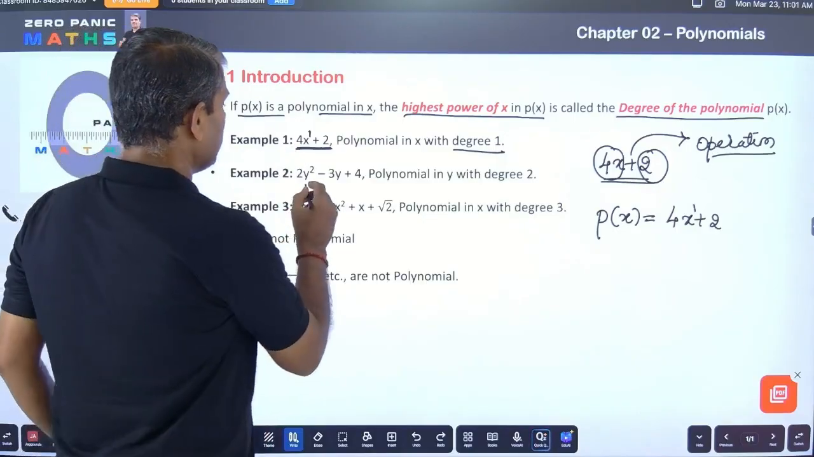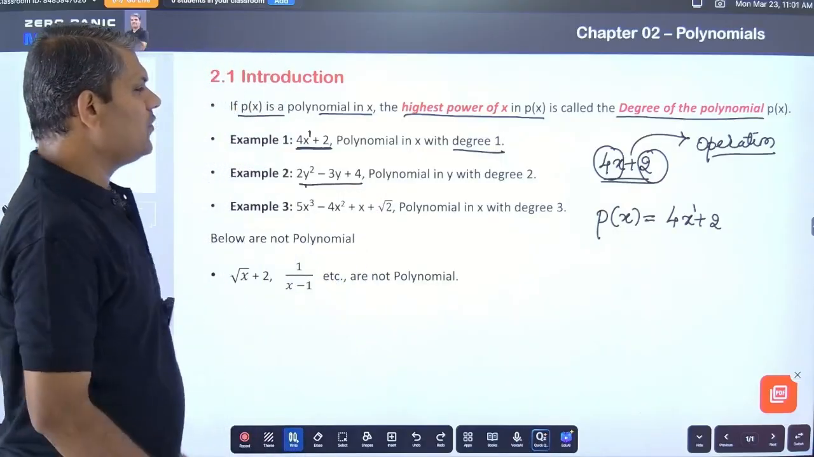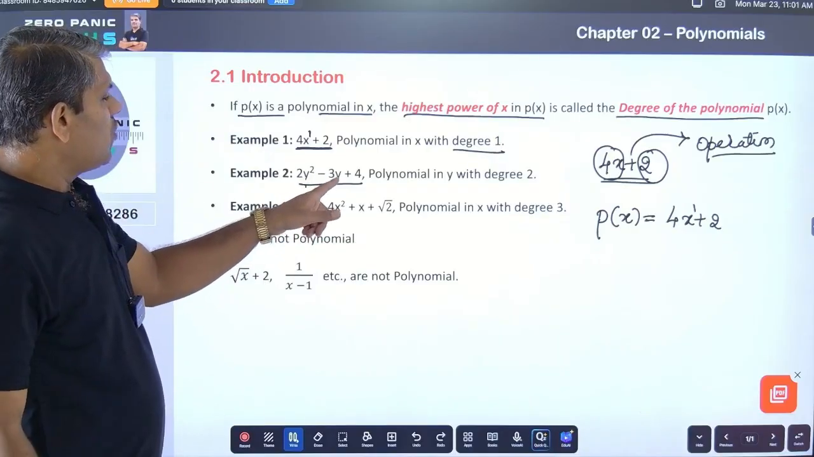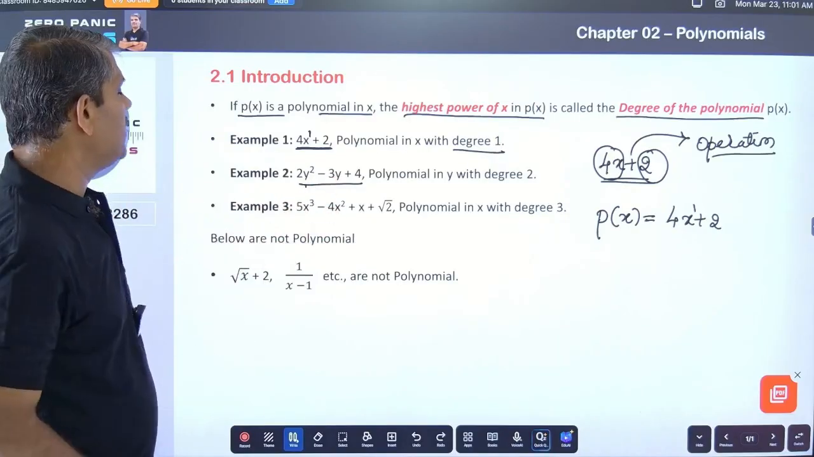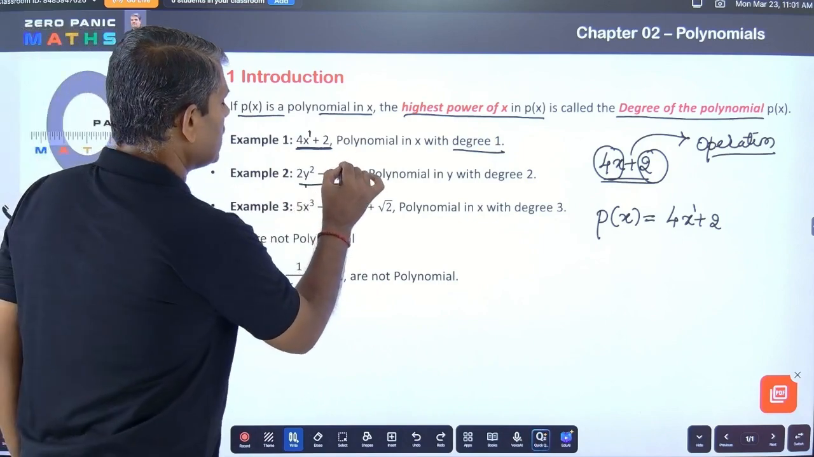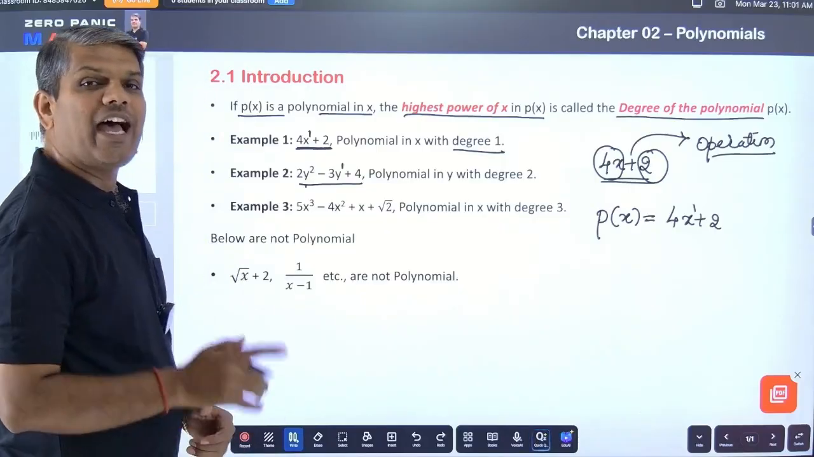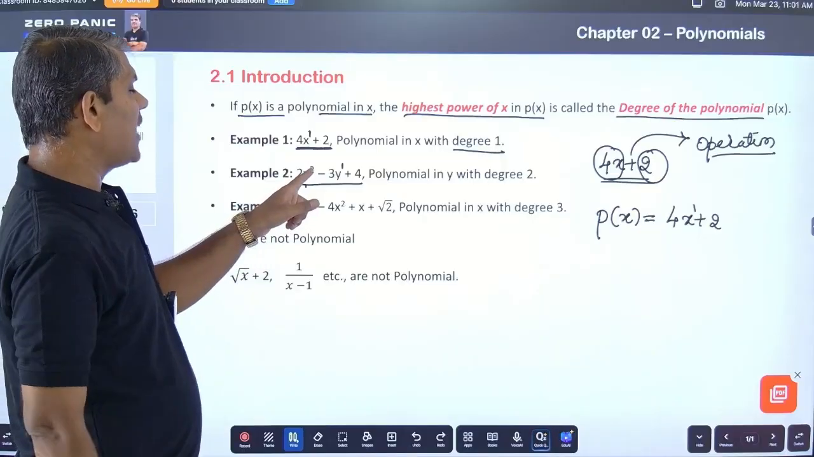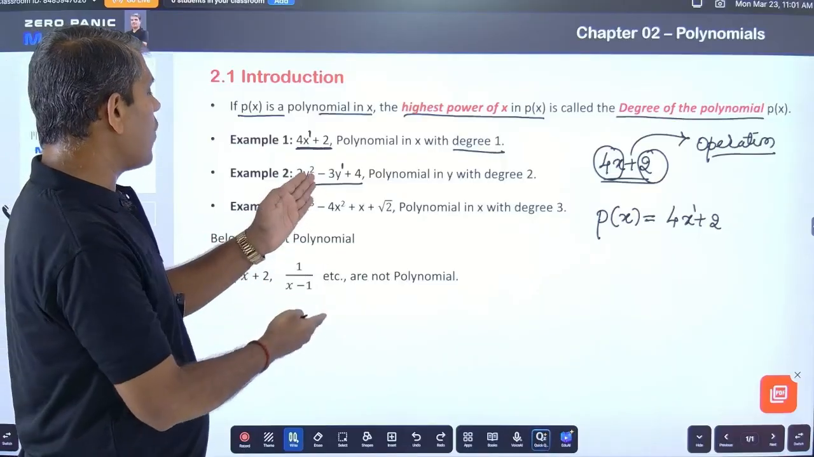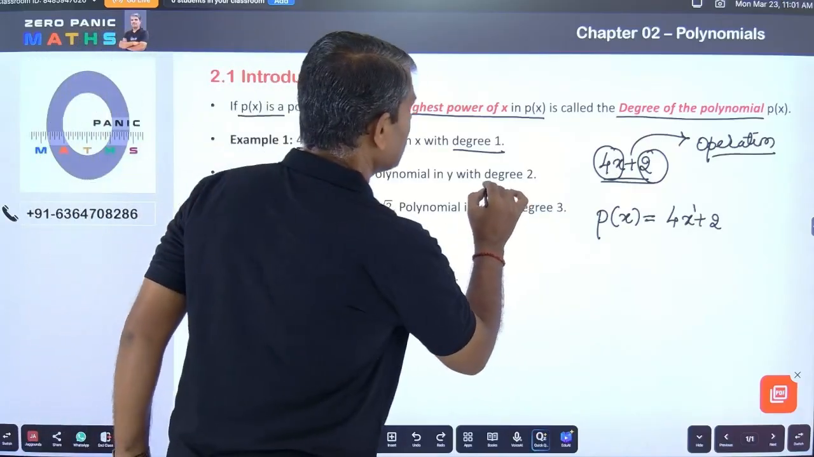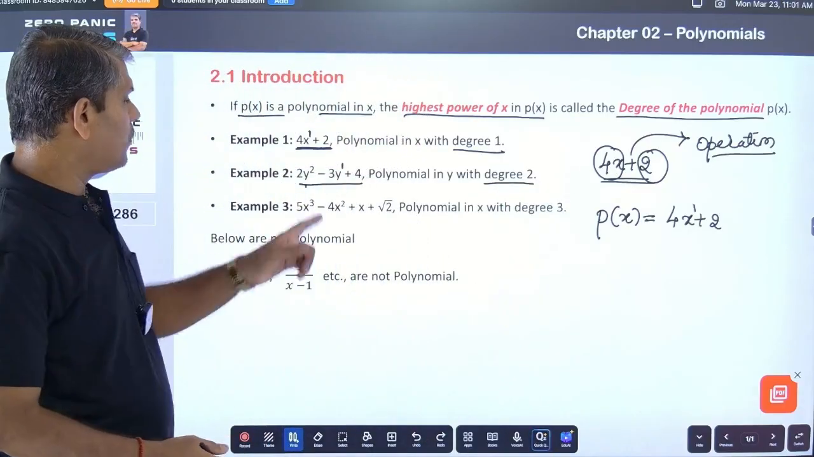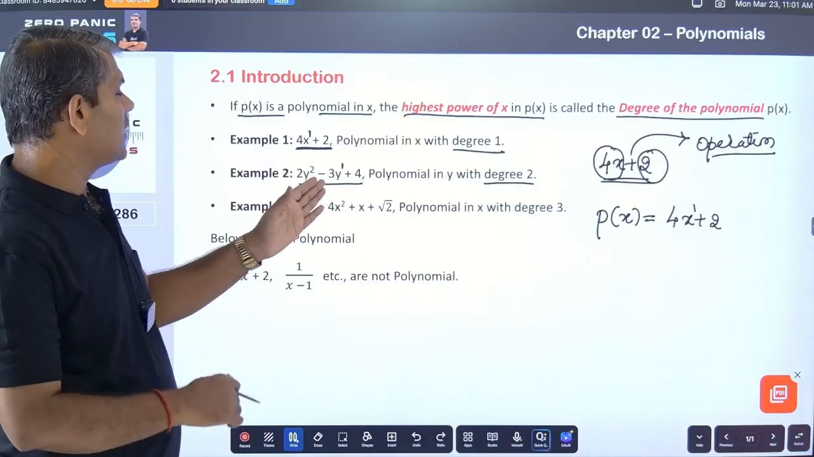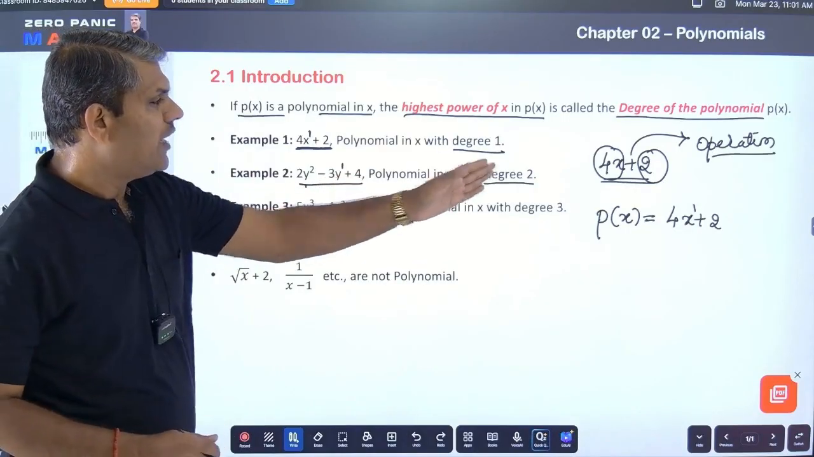Now similarly with example 2, what is the degree of this polynomial? This is a polynomial in y. So y is appearing in two terms here, y with exponent 1, and y with exponent or power 2. The highest power of y in this equation is the degree, and the degree of this polynomial 2y square minus 3y to the power of 1, or you can call it 3y, plus 4, is 2.